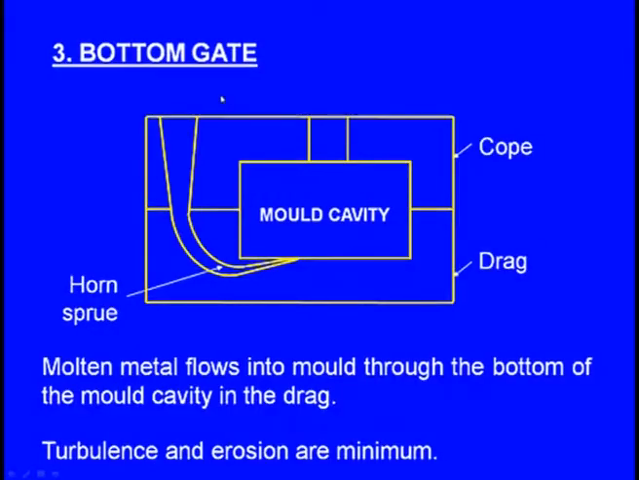The third one is the bottom gate. First one is the top gate, where the molten metal enters into the mould cavity from the top surface of the mould cavity.